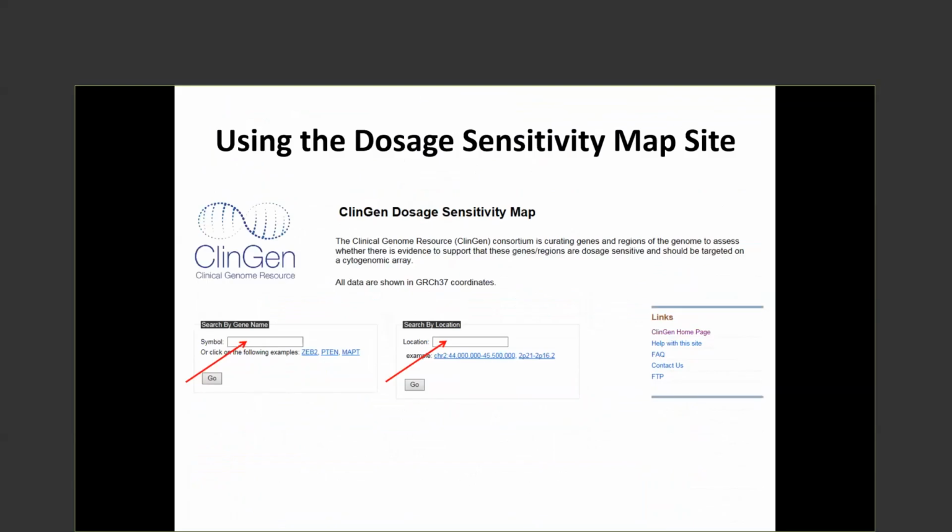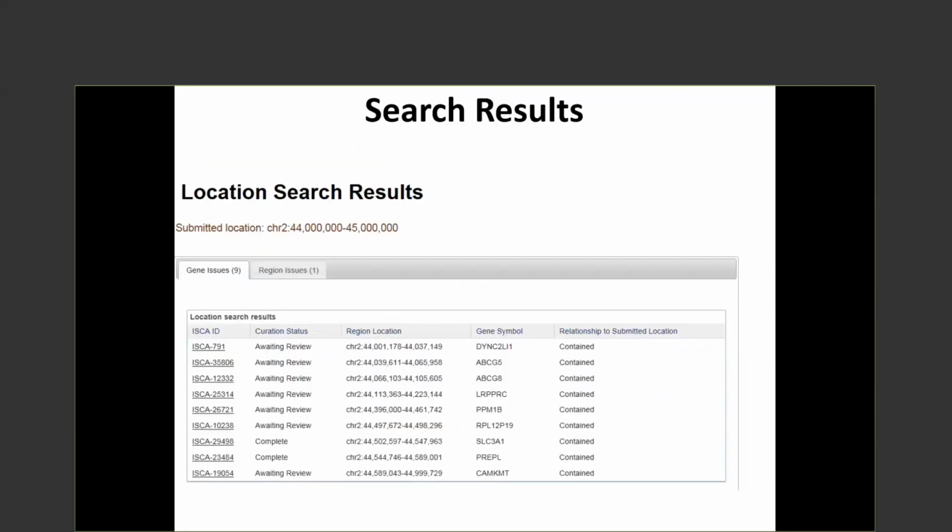To search for something on this site, you can input a gene name or genomic coordinates, and your search results will look like this. So please note that the results are going to be displayed in two tabs. The first tab that you see includes individual genes that match the gene name you provide or that are included within the coordinates you provide.